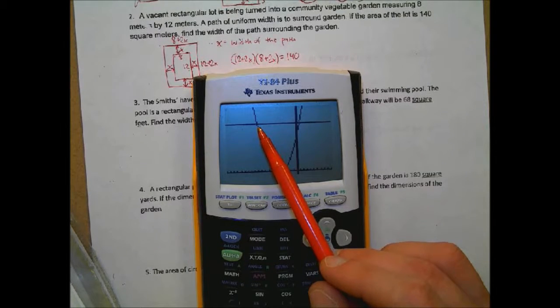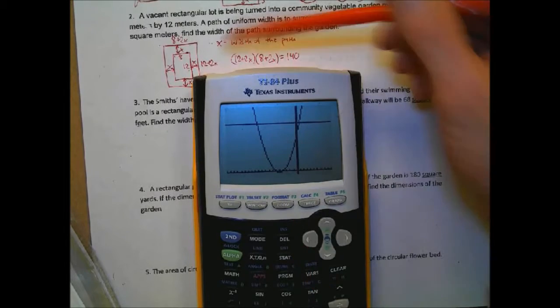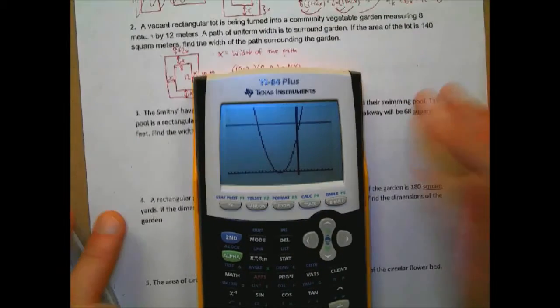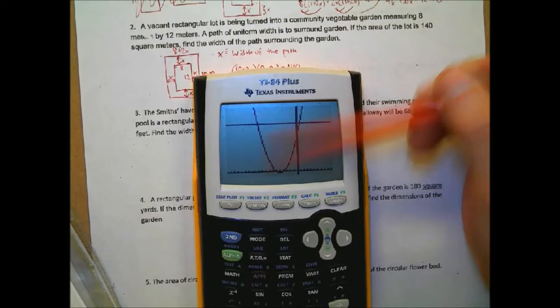The y value is positive, right? That's the positive part of the y-axis. What's negative? The x value. Remember, we're trying to solve for x here, and a negative width would not make sense. So we're going to find this point of intersection.